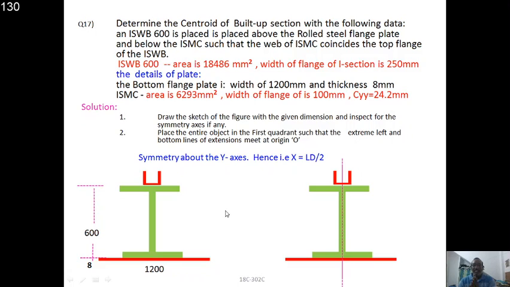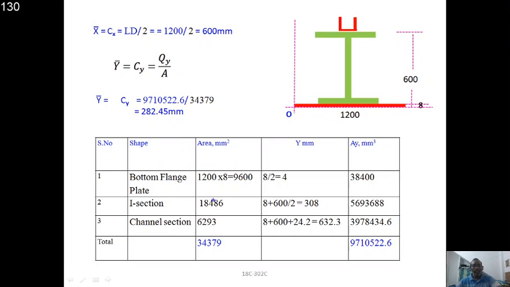After obtaining the symmetry, place the total figure into the first quadrant to evaluate the y bar by the analytical method. So for the analytical method, we place the entire object into the first quadrant, then list the shapes: bottom flange plate, I section and channel section. This is the channel section. Then calculate the individual areas of each section. The bottom flange plate is given as 1200 by 8, and the I section area and channel section area are given in the problem itself.